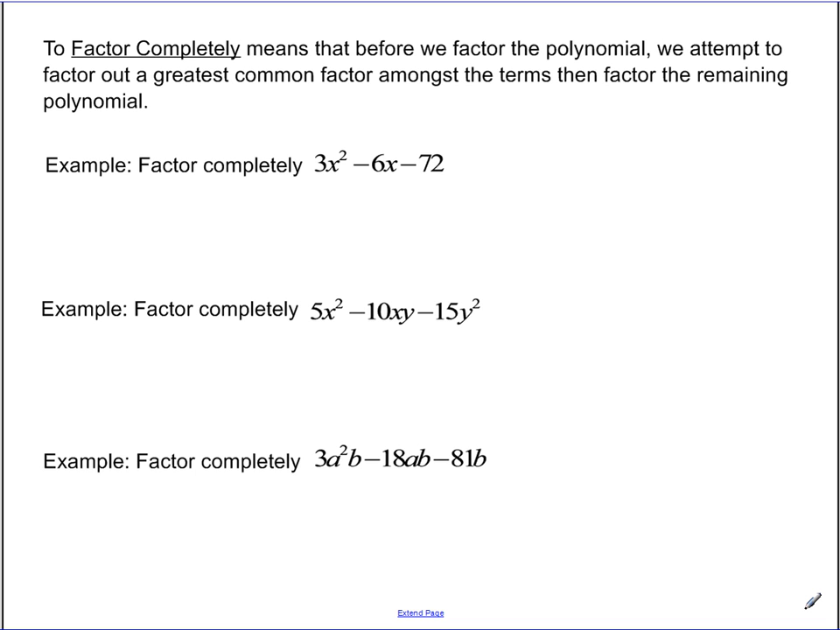So let's talk about this first one. It says factor completely 3x squared minus 6x minus 72. And one thing should occur to you right away, that each of the coefficients shown are divisible by 3. See it? Well, you may not see it right away, but if you consider this as being something like 3x squared minus 3 times 2x. Let's see, 72. What divides into 72? Well, 3 would go into 72.